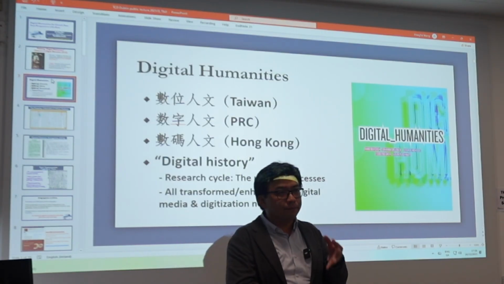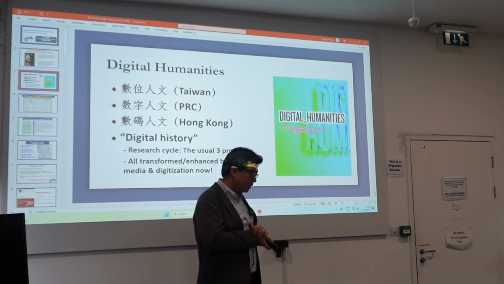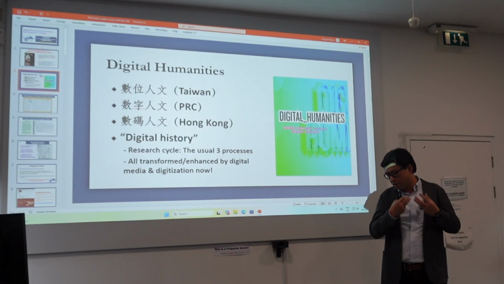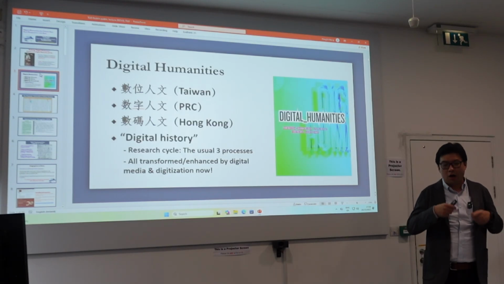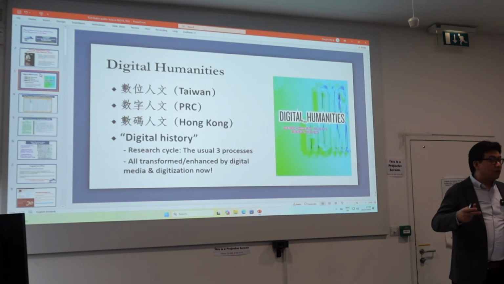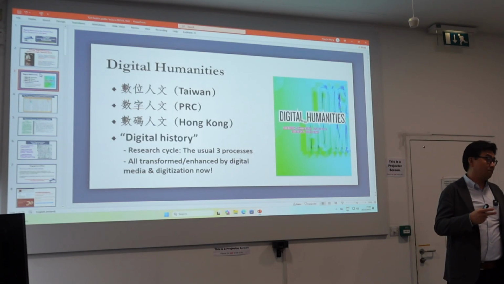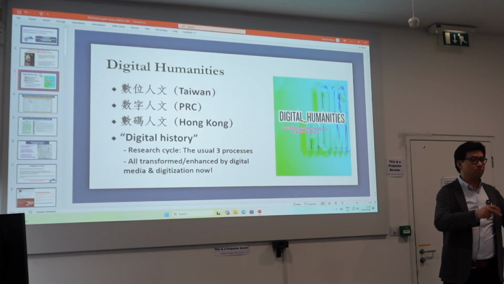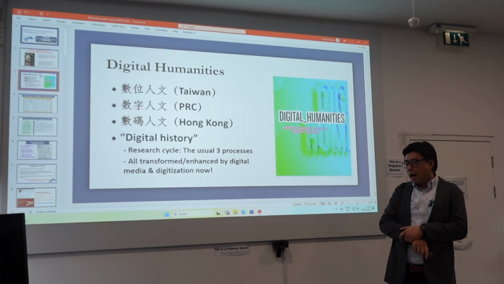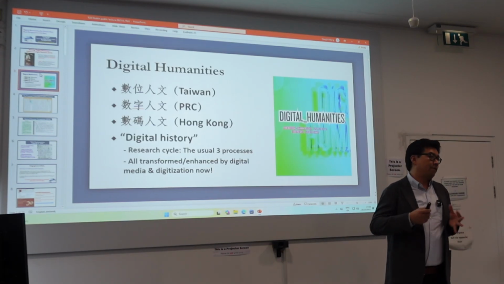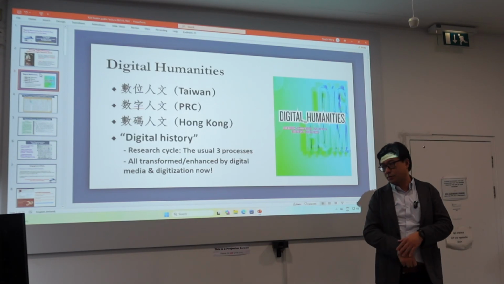What we see in Chinese academia, especially from the 2010s, is that the three main research processes, the usual procedures in how we do research on history, are all impacted by digital media and digitization. These three processes are first the gathering, the collecting of the sources. In the digital era, this would involve gathering digital data, digitized texts, digitized electronic books, and so on and so forth. And then the going through of the material, the reading, the analysis. This now involves computational analysis as well as the so-called traditional ways.